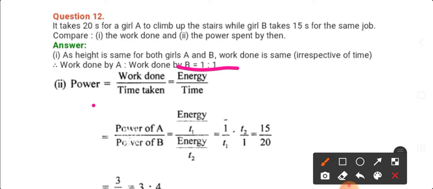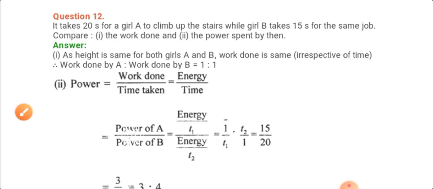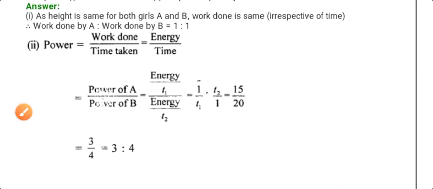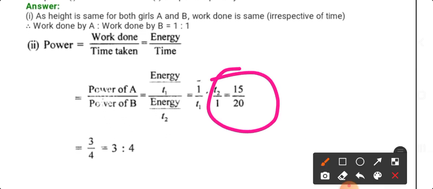Now power you have to find for the first girl, that is power 1, work done upon time taken by the first girl. So work done you can take as W itself, because both have the same work, or one also you can use, no issue. So 2 times are there, just take that ratio, you will get the answer for the ratio.